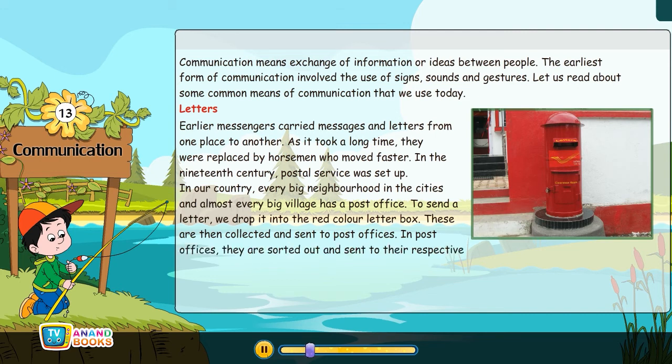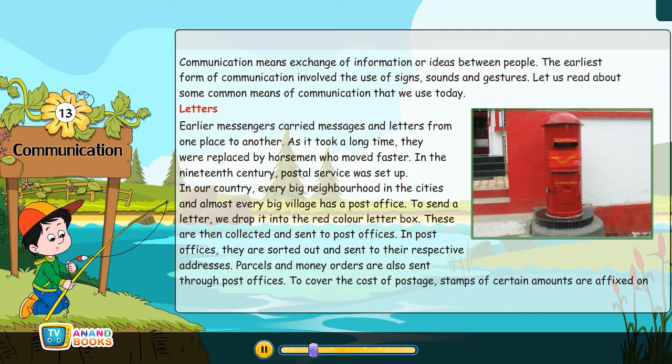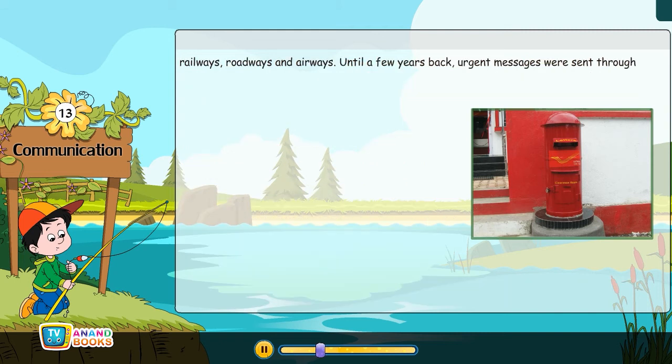In post offices, they are sorted out and sent to their respective addresses. Parcels and money orders are also sent through post offices. To cover the cost of postage, stamps of certain amounts are affixed on letters, parcels, and envelopes. Letters, parcels, and envelopes reach their destination by railways, roadways, and airways.